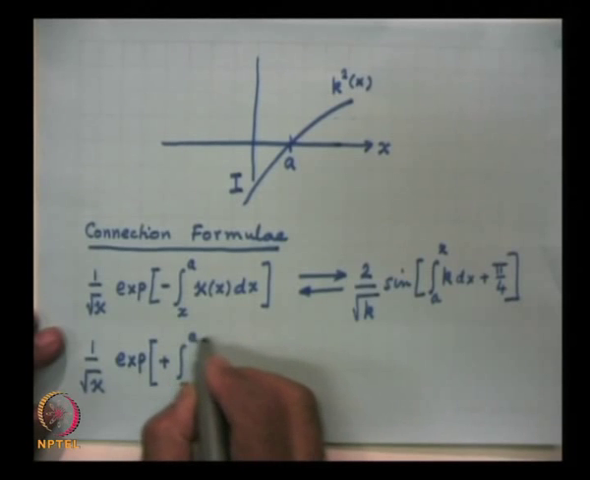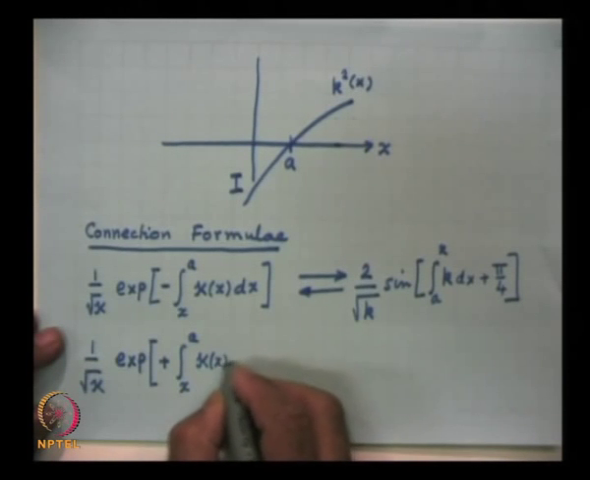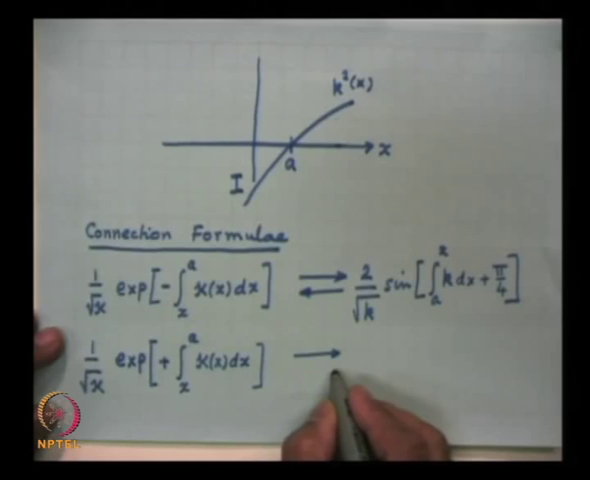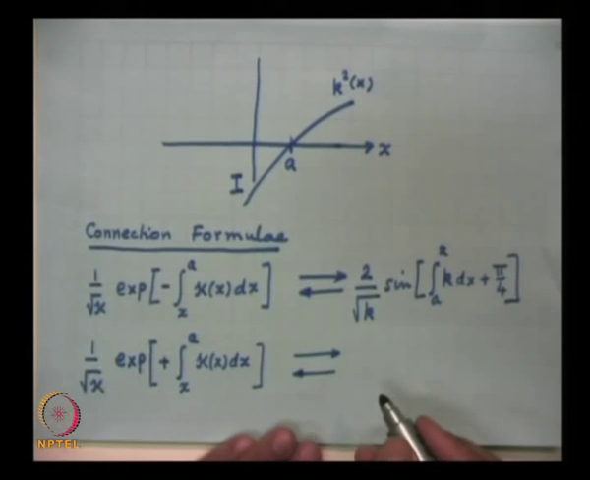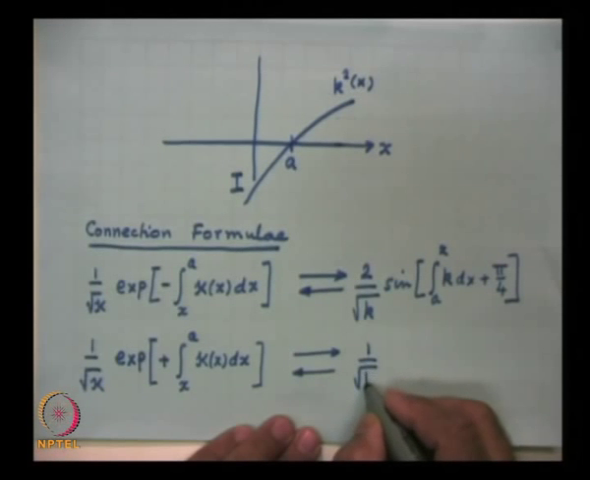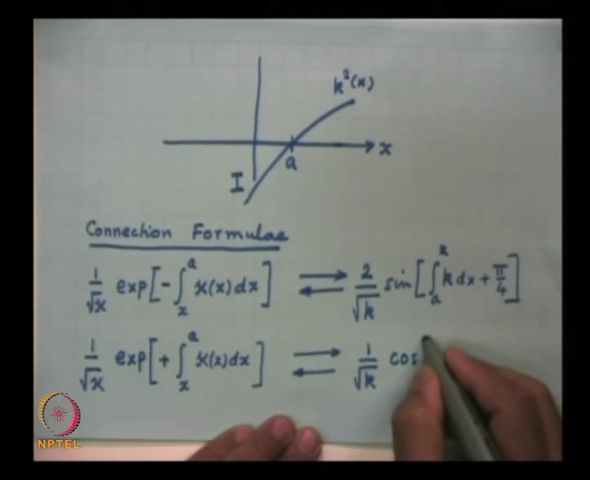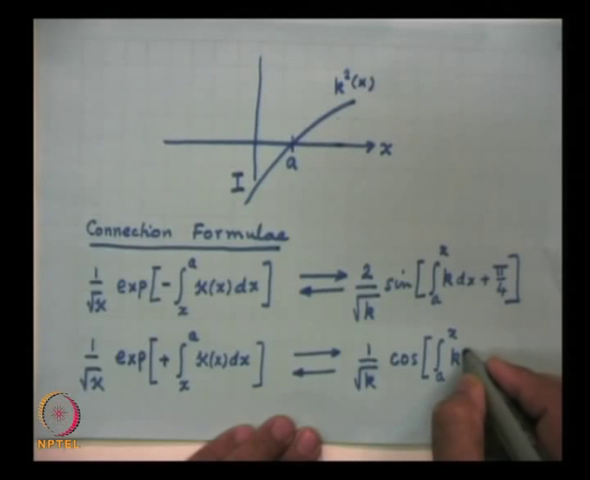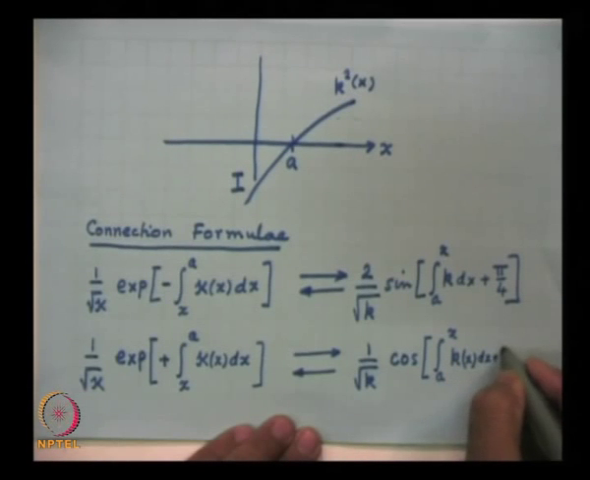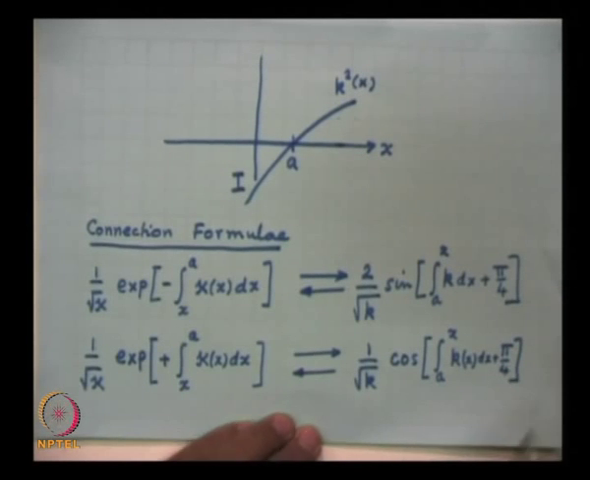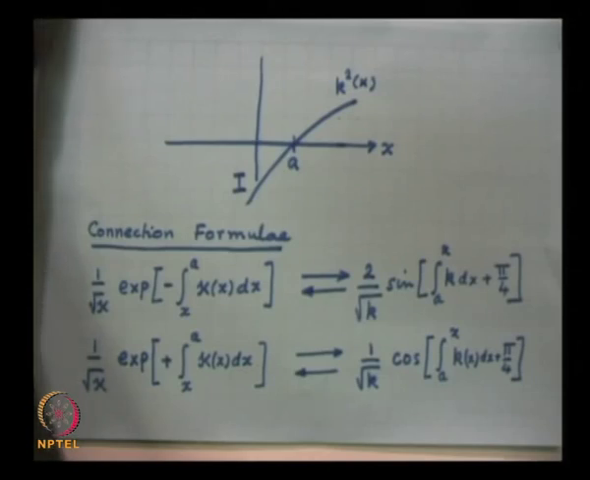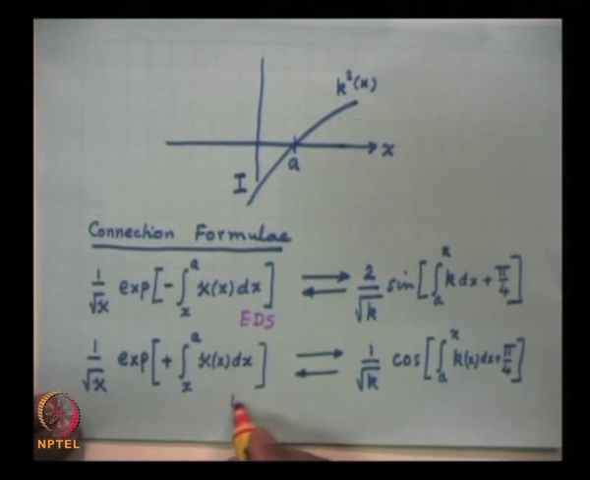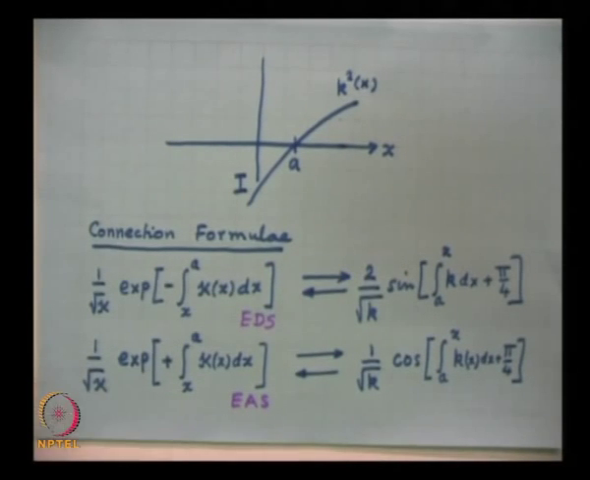Integral from x to a of kappa of x dx. Once you remember the connection formula, then the use of the WKB approximation is really extremely simple and very elegant. And this goes over to 1 over root k, it is a cos function, cos of integral a to x of k of x dx plus pi by 4. So, this is the exponentially decaying solution and this is the exponentially amplifying solution to the left of the turning point.